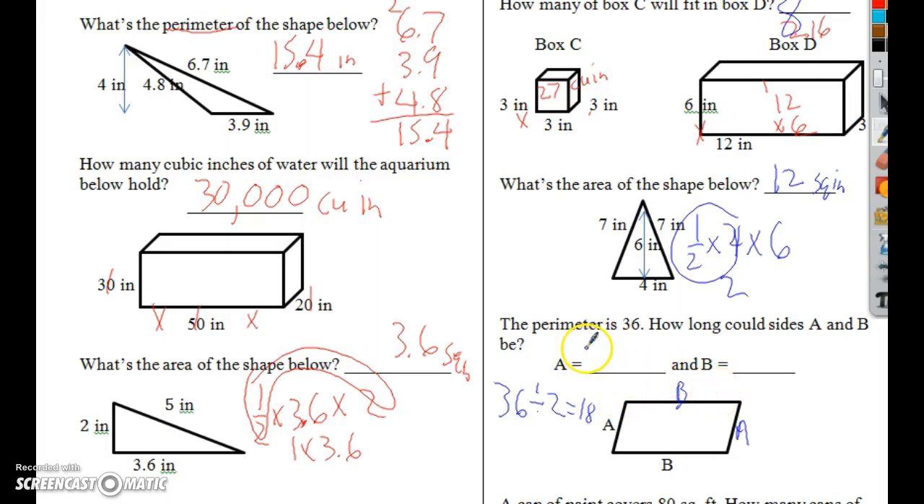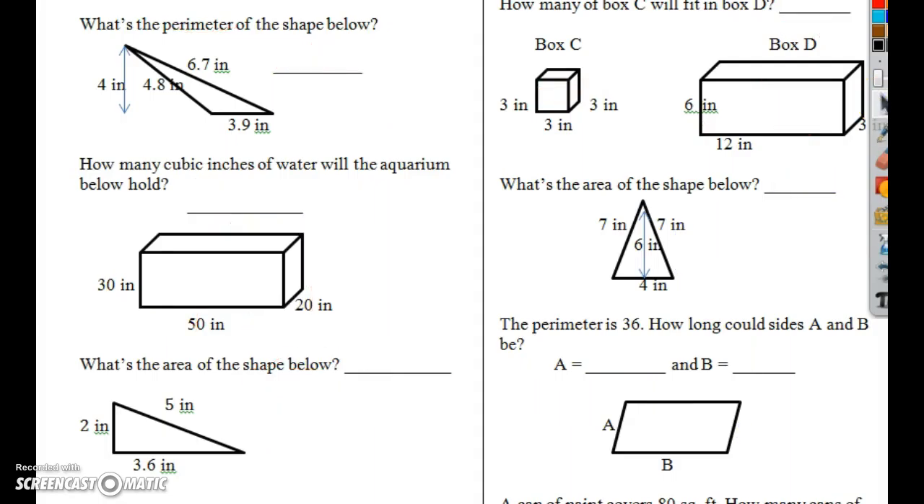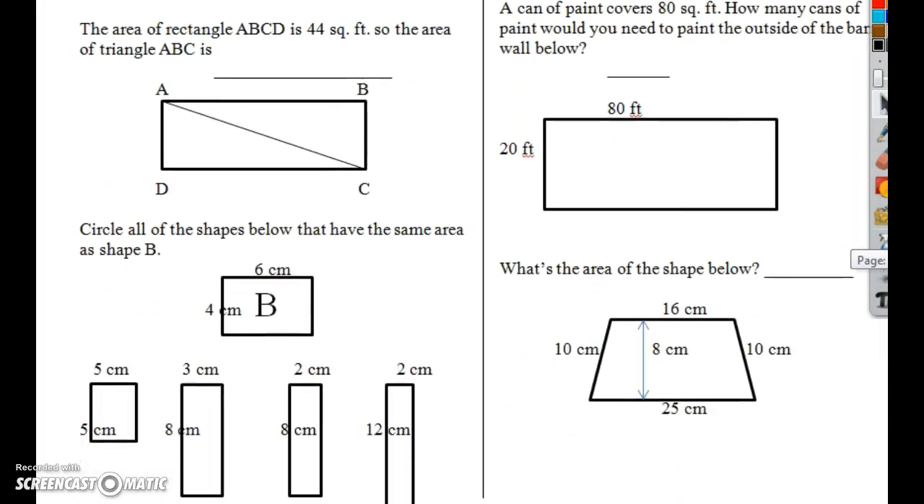So I could do 10 plus 8, 9 plus 9, 11 plus 7, 12 plus 6, 13 plus 5, 14 plus 4, 17 plus 1. Cannot do an 18 plus 0. I may have skipped one in there.